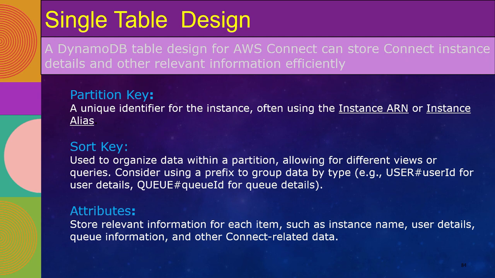Do we want to query by agent? Do we want to query by customer phone number? Do we want to query by queue? What are we trying to do with DynamoDB? And what are those access patterns? And based on that, we answer these questions.